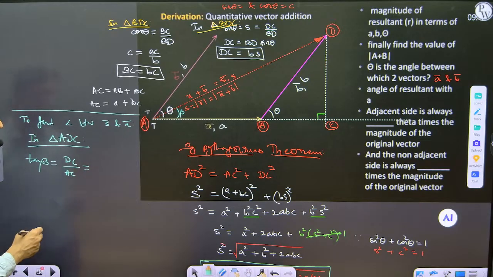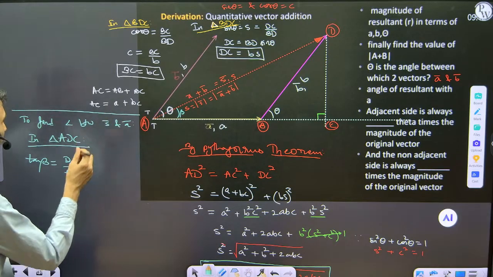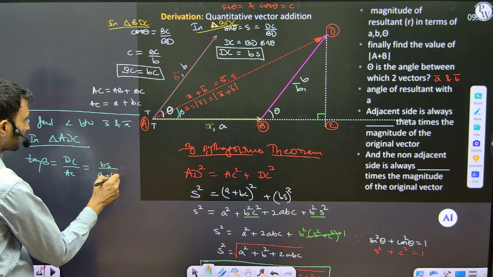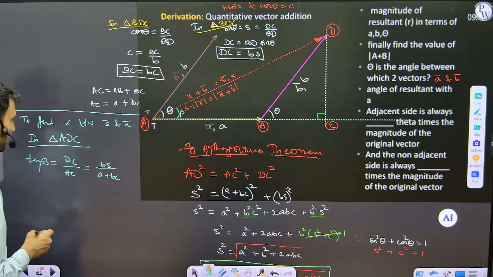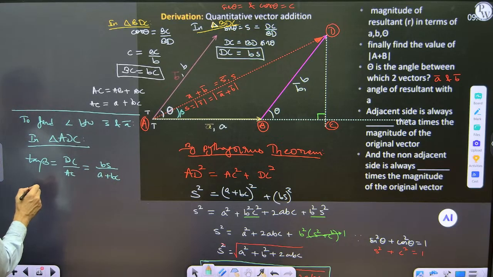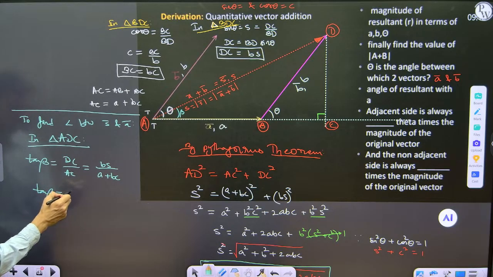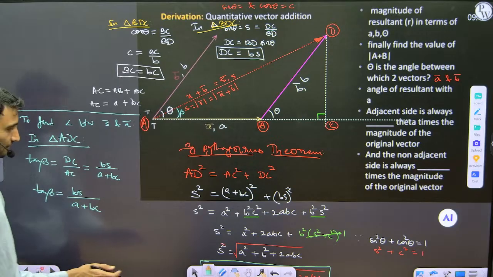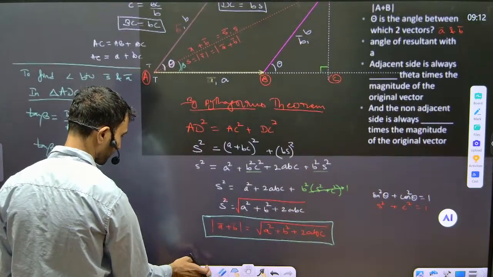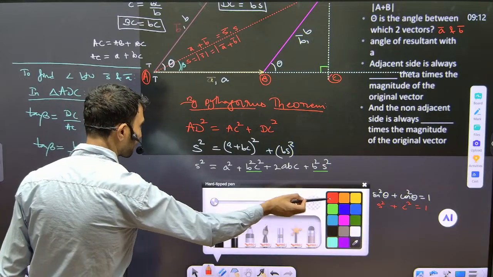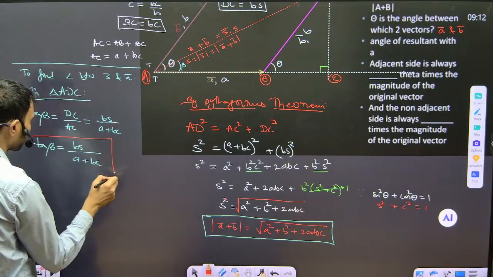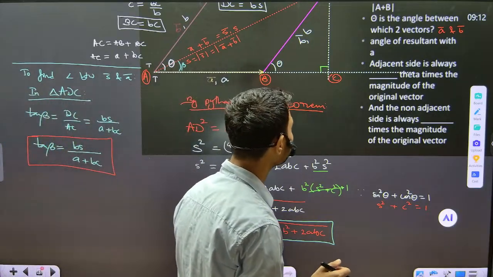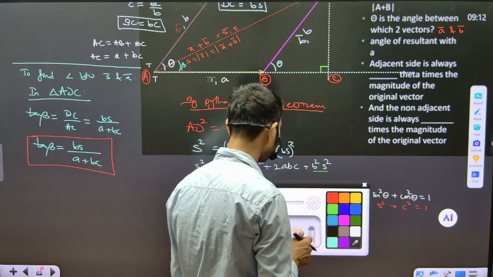And what is DC equal to, if you remember? DC was B sin theta, and AC was nothing but A plus BC. So we got the value of tan beta, that is B sin theta divided by A plus B cos theta. Got it? Right?